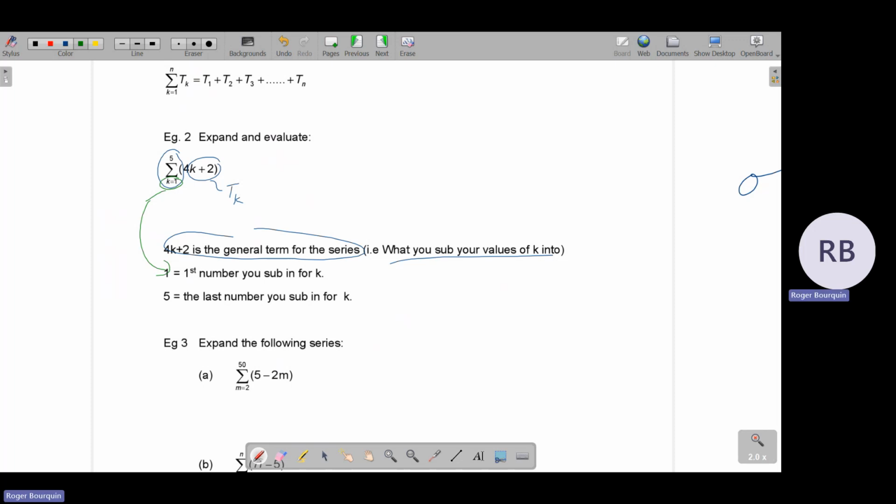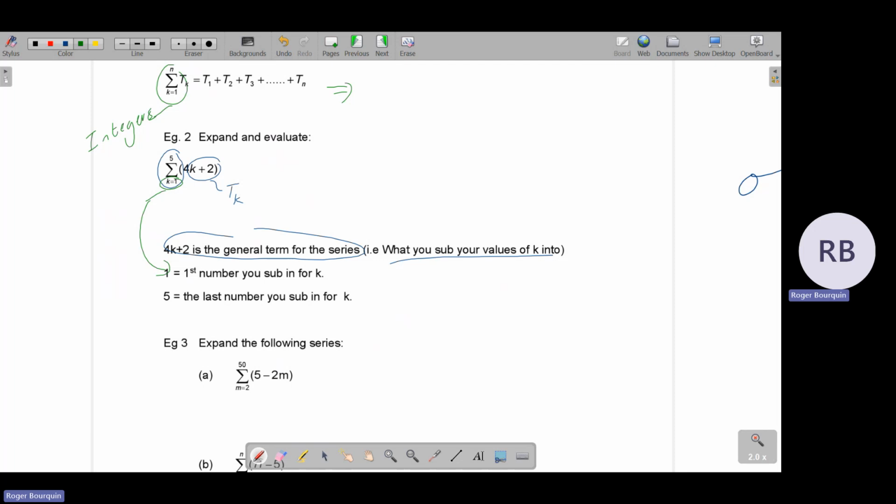Sigma notation is only for integers. The values over here have to be integers, generally natural numbers, but they can't be fractions. So what this is telling you is the first value for K is K equal to 1. You sub that into the formula over there.